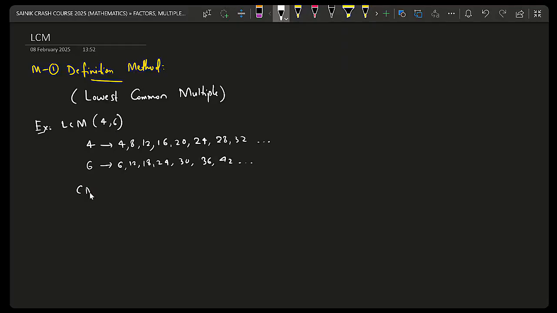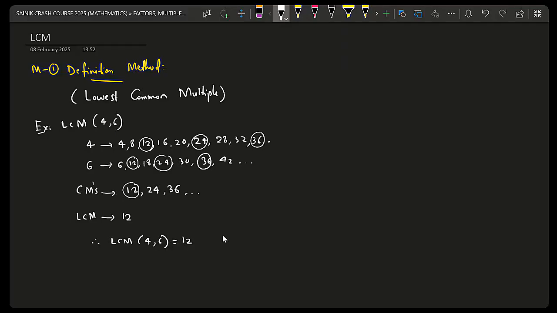Now we will list out the common multiples. What are the common multiples? 12 is a common multiple, 24 is a common multiple, and after 32 we are going to have 36 and so on. Like that, common multiples are also infinitely many. Let's list out 12, 24, and 36. According to the definition, LCM means lowest common multiple. Among all the common multiples, the lowest one is 12. Therefore, the LCM of 4 and 6 is 12. So this is the definition method for finding LCM.